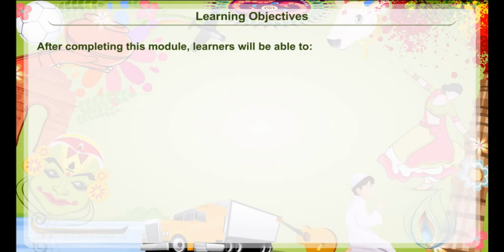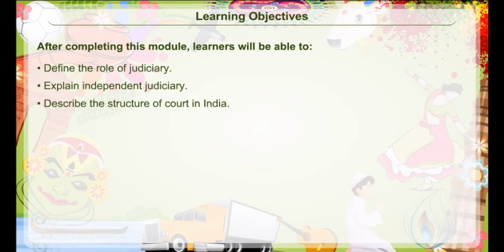Learning objective. After completing this module, learners will be able to define the role of judiciary, explain independent judiciary, describe the structure of court in India, underline differences between criminal law and civil law.